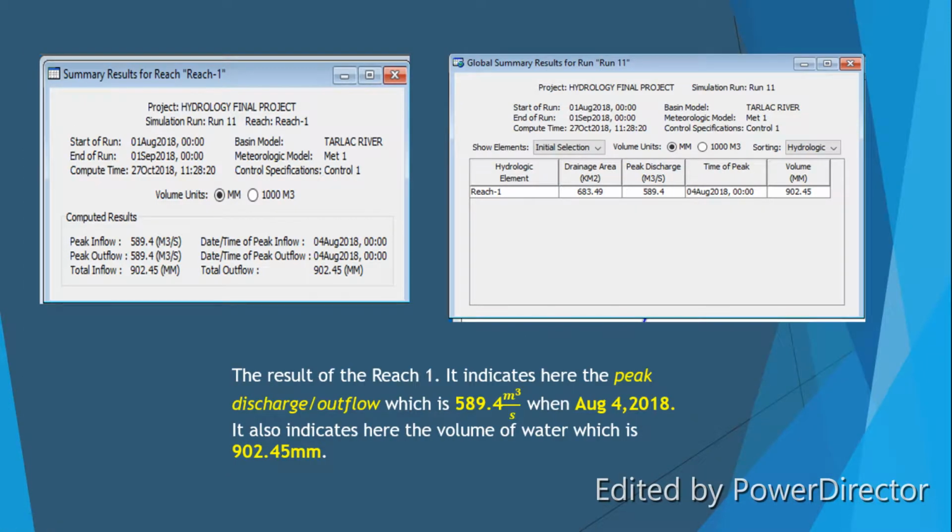And this is the summary of results. It indicates here that the peak discharge or outflow, which is 589.4 cubic meters per second, happened on August 4, 2018. It also indicates here that the volume of water is 902.45 millimeters.